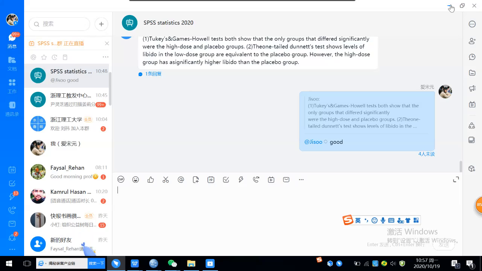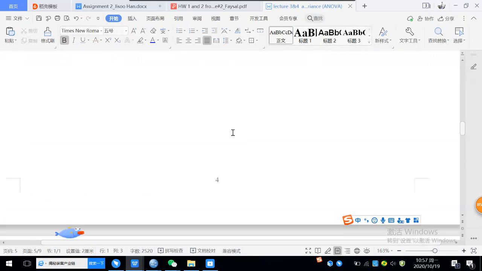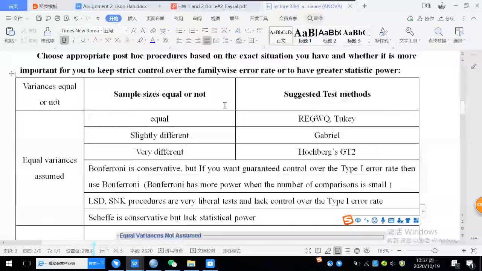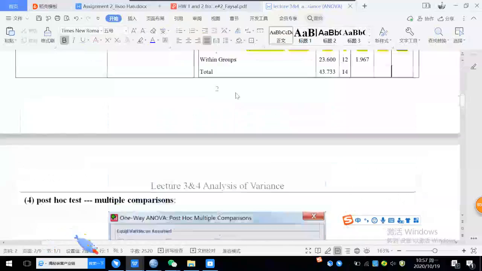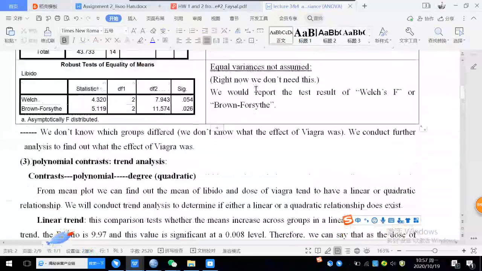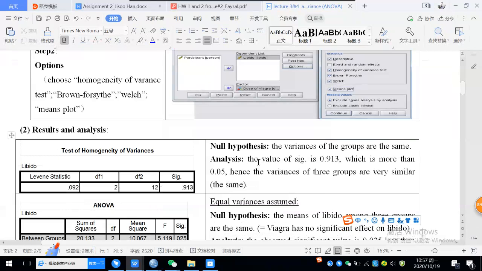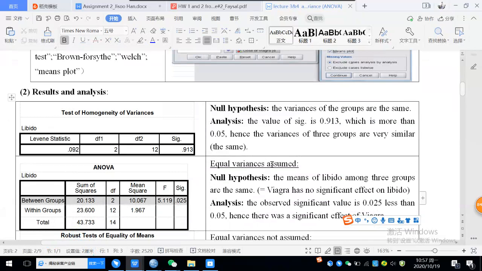Yes, after we have the basic analysis, next we will conduct a further study. Because the further study is based on the conclusion that the factor has significant impact on the dependent variable.